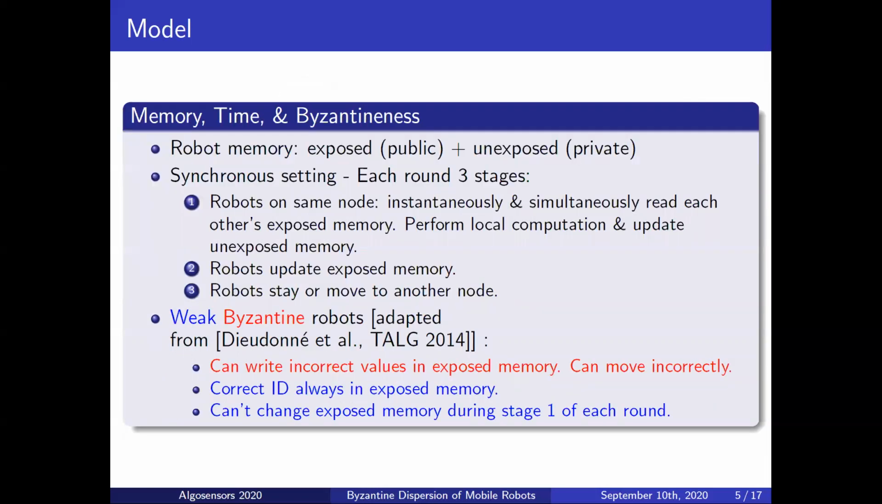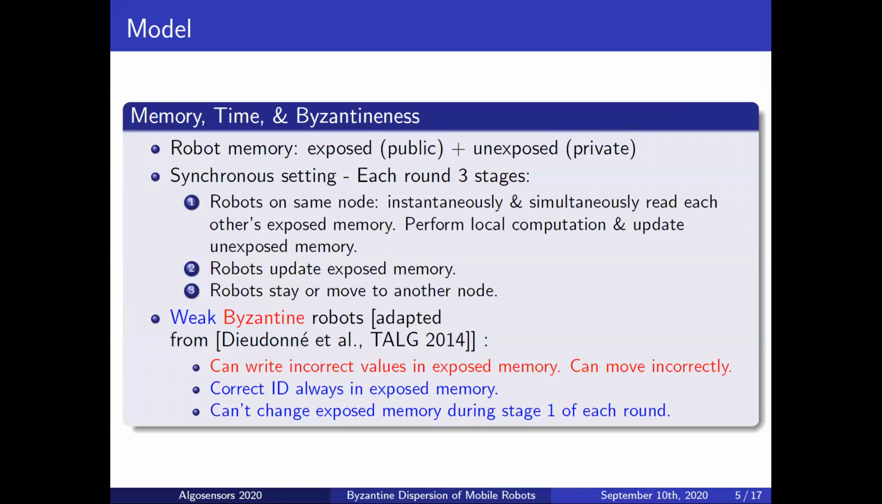Let's look a little more into memory, time and Byzantineness. So we're trying to optimize two metrics here. One is memory, the other is time. What does memory mean? Each robot has two types of memory. Exposed memory, which is the memory that can be looked at by others, and unexposed memory, which may be considered its working memory. That's private and cannot be seen by other robots.